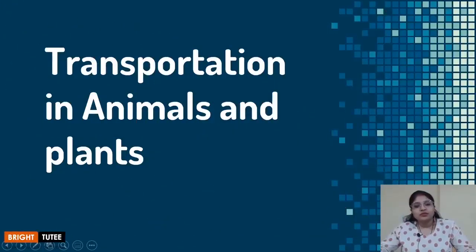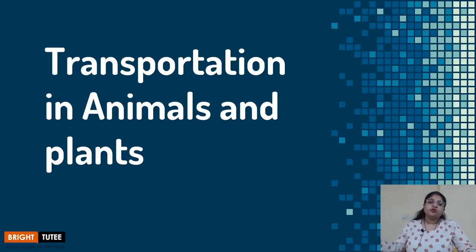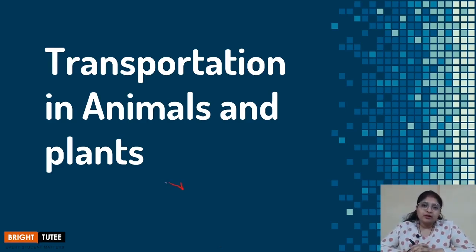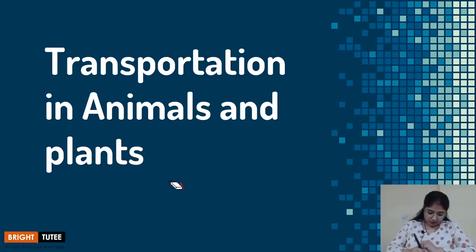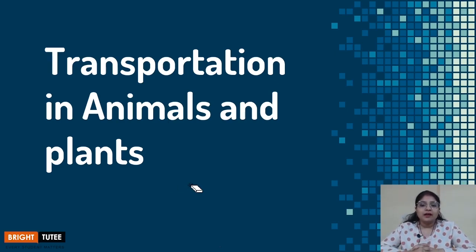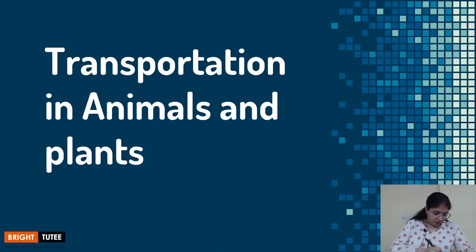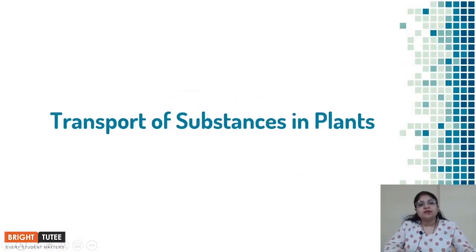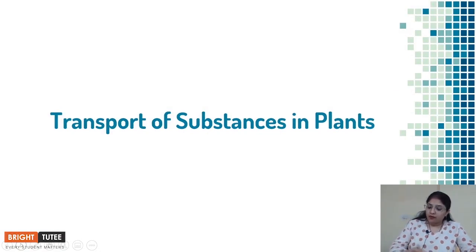Hi students, welcome to the session. In this session, we are going to talk about transportation of substances in plants. Up till now, we have talked about the transport that occurs in animals, and that includes transportation of food material and oxygen to the various parts of the body. When we are talking about the transportation in plants, this is also quite similar. That means that the substances that are transported are usually the substances that are required by the plant for performing various functions.